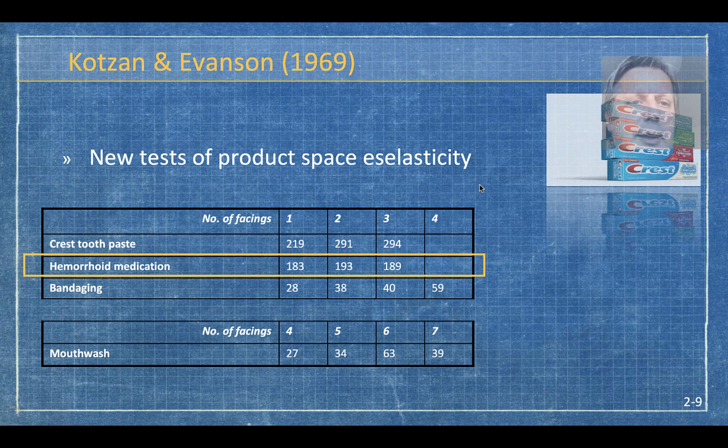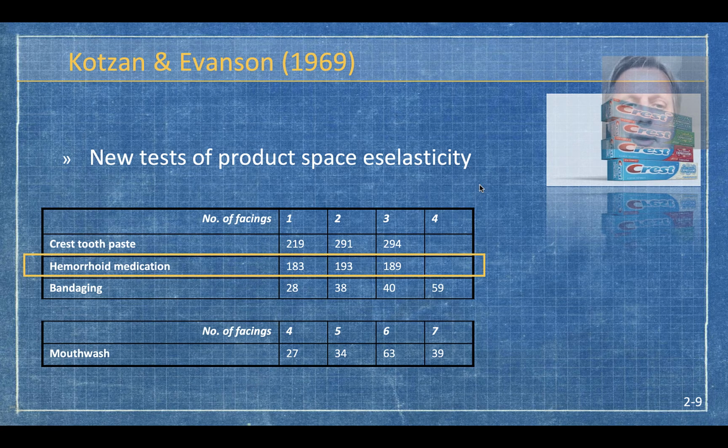Okay, then we have this study, Kotzan and Evanson, who found that not all products are space elastic. For instance, hemorrhoid medication, it doesn't matter how much space you give it. People only buy it if they have problems with it. But you can see in their case, both the toothpaste and the bandaging and the mouthwash were found to be at least somewhat elastic.